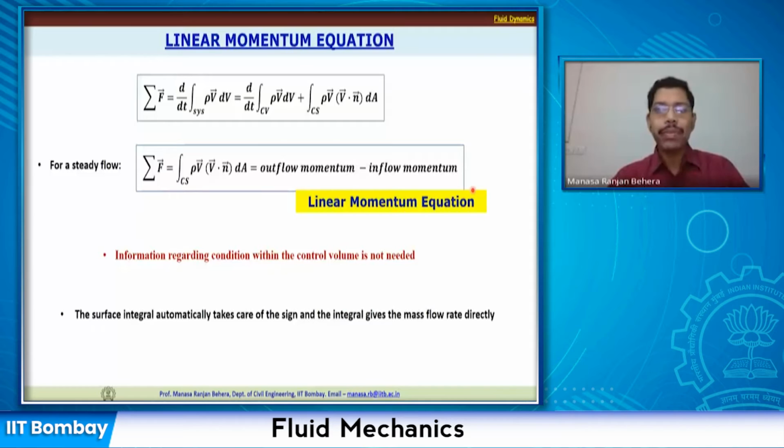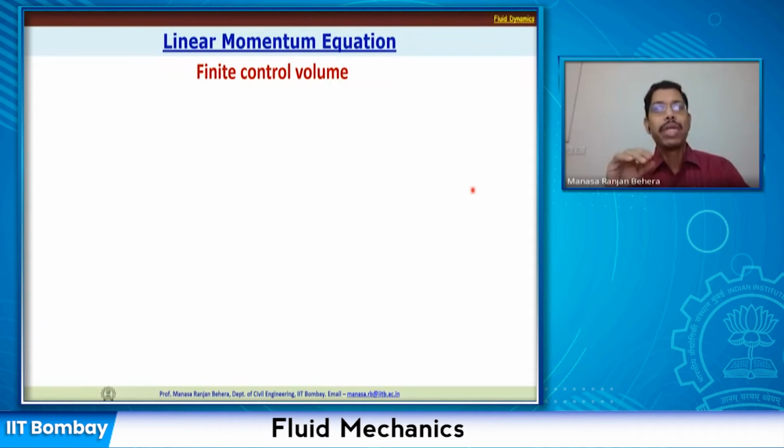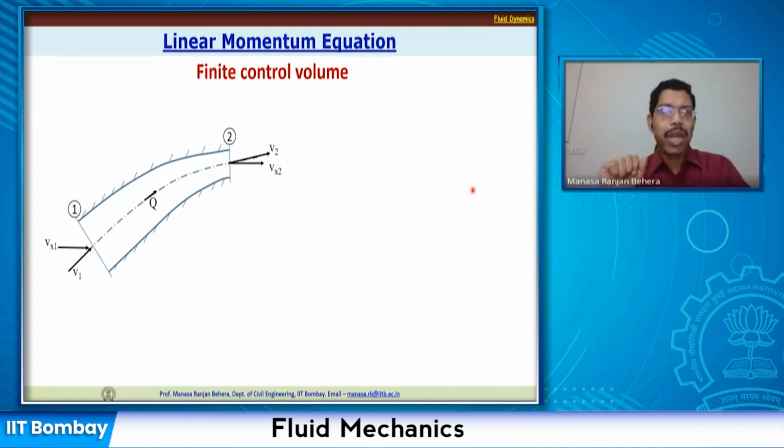Okay. So now let us look at a couple of applications of the linear momentum equation. In this, first, as we discussed, you have to define a control volume. So the finite control volume has to be defined first. Let us take a simple problem. There is a flow through a pipe, having a different diameter at section 1 and a different diameter at section 2, and the flow is taking place from this side and going out on the other side.